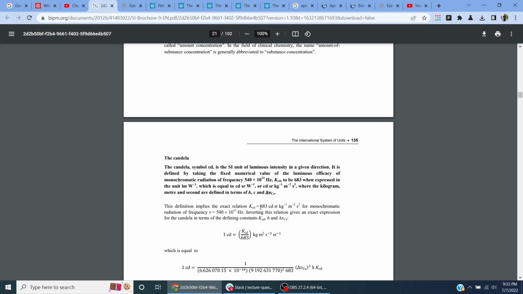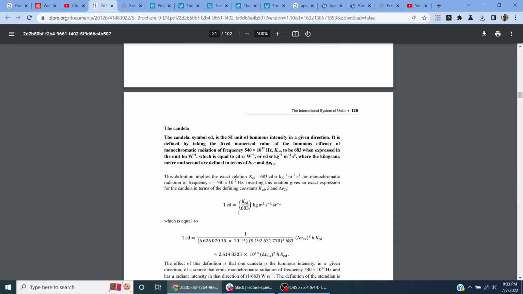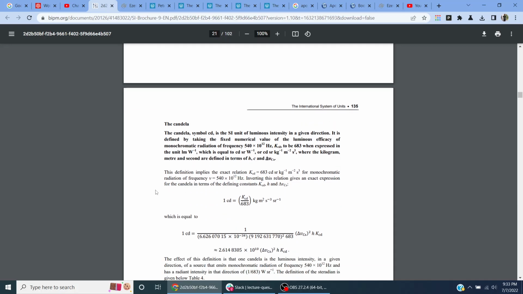This definition implies the exact relation: the luminous efficacy of monochromatic radiation is equal to 683 candelas steradians inverse kilograms inverse meters squared seconds cubed for monochromatic radiation of frequency nu equals 540 times 10 to the 12th hertz. Inverting this relation gives an exact expression for the candela in terms of the defining constants K sub cd, h, and the cesium frequency, or the luminous efficacy of monochromatic radiation, the Planck constant, and the cesium frequency.